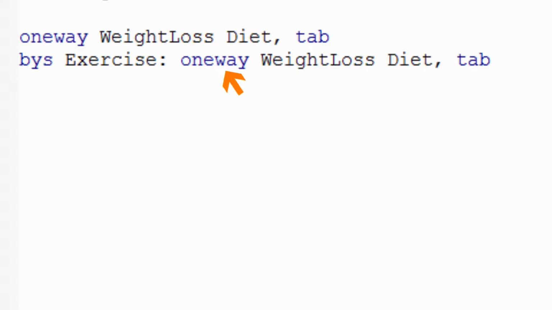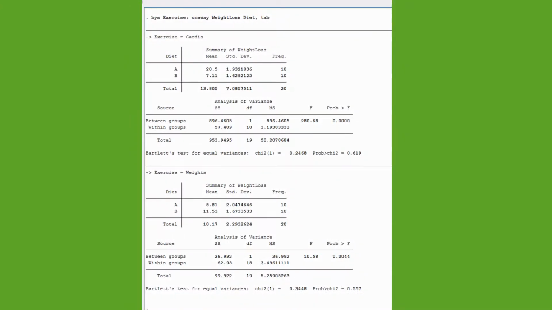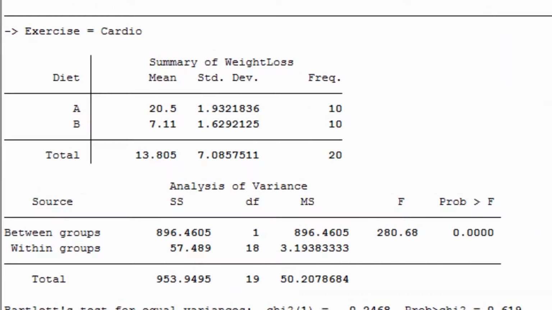Notice that the code after the colon stays the same, because the original question of whether diet is associated with different amounts of weight loss is the same. But with a third variable, we're looking to see whether this relationship differs between exercises. When we run the command, we'll see the following results.